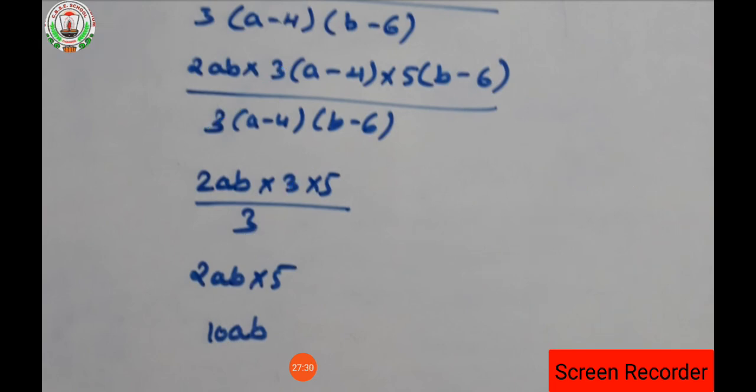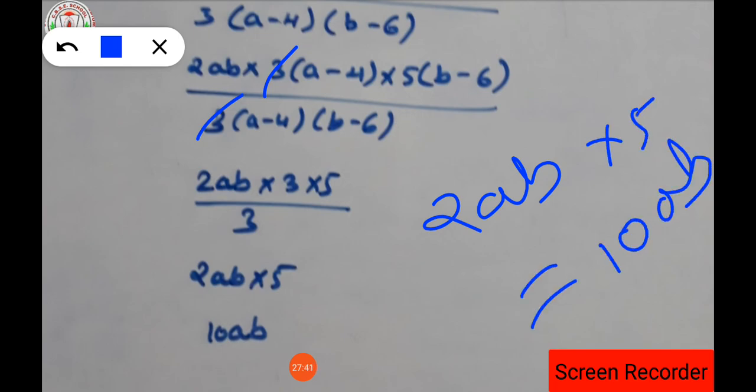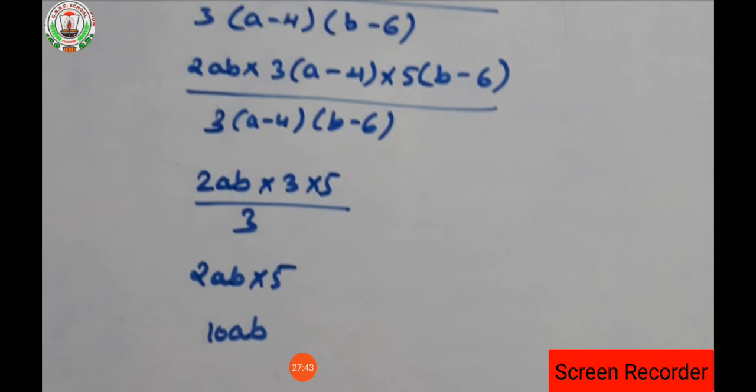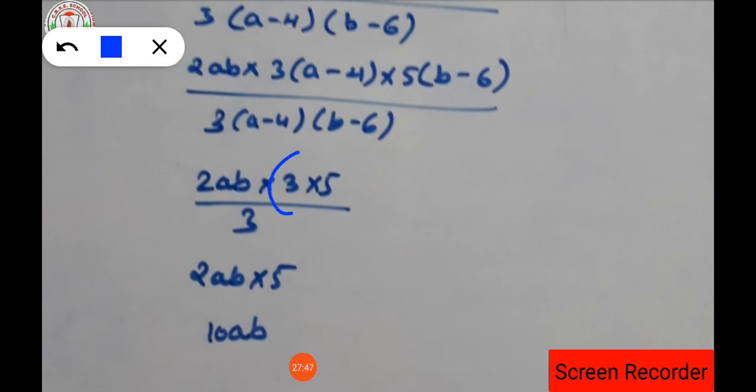Or you can also cancel it there itself. Here, if you cancel, you will get 2ab into 5. So the required answer will be 10ab. Clear? So it is correct. You have to write the 3. As I told you earlier, there was no need of writing this 3, but yes, you have to write that 3 because it comes from the above steps. So you have to write 3, but it will get cancelled. Clear?